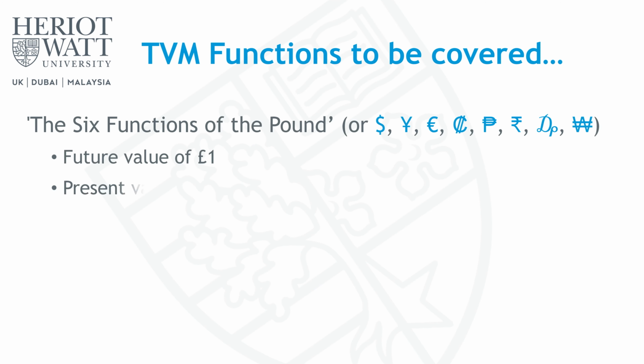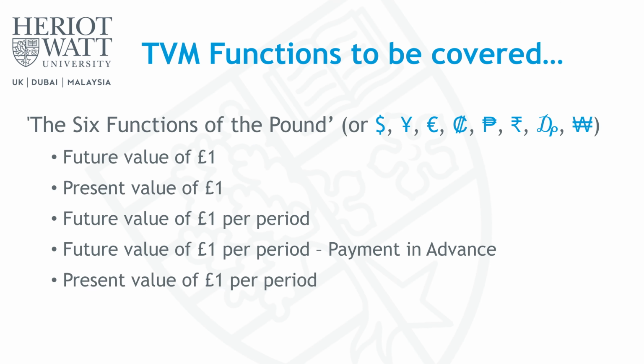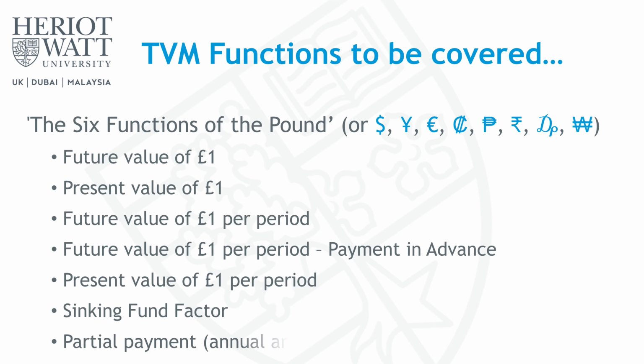So this video will be looking at the different 6 functions of a pound, or sometimes 6 of a dollar. It can be the euros. It can be pesos. It could be the wongs. It can be all sorts of different things. So it's any currency. The calculator doesn't know what currency.